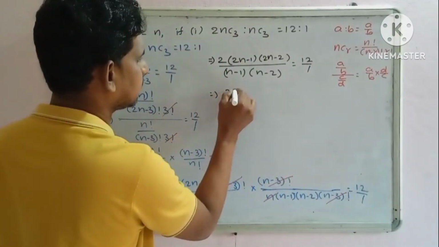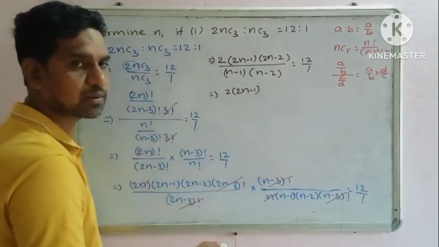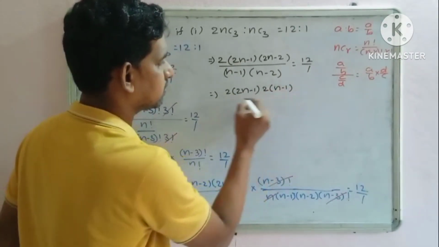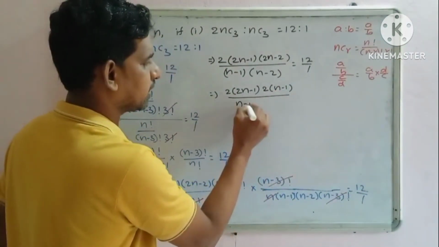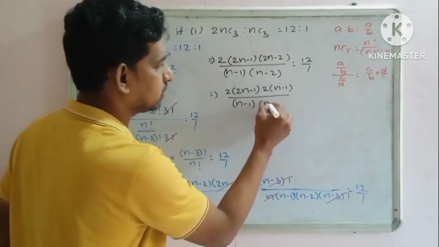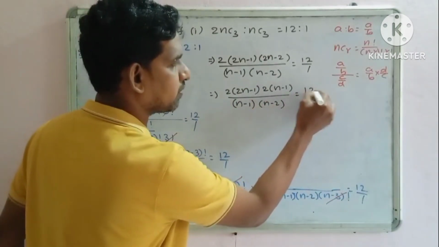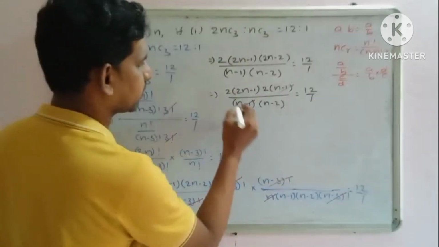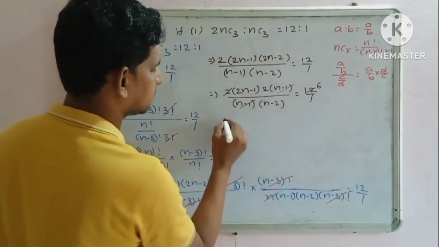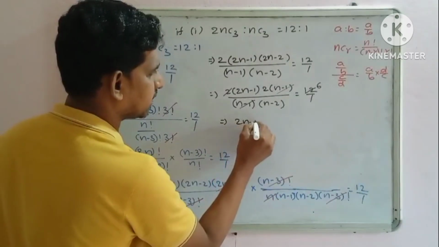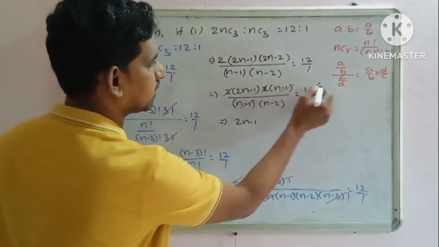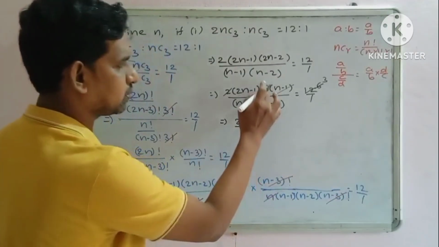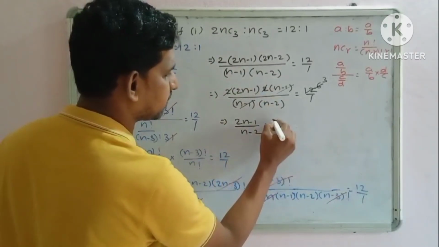That equals 2 into 2n minus 1. Take 2 as the common here, n minus 1 by n minus 1 into n minus 2 equals 12 by 1. Now see, n minus 1 gets cancelled. 2 how many times? 6 times. So 2n minus 1. Okay. Again 2, here 3 times. 2n minus 1 by n minus 2 equals 3 by 1.